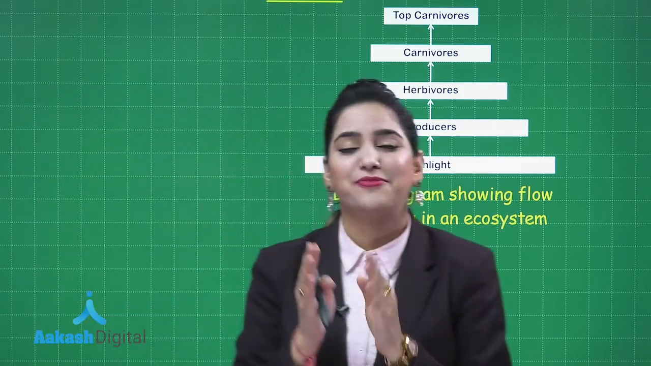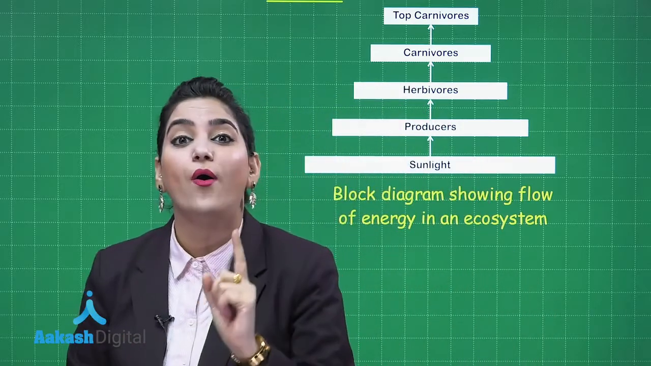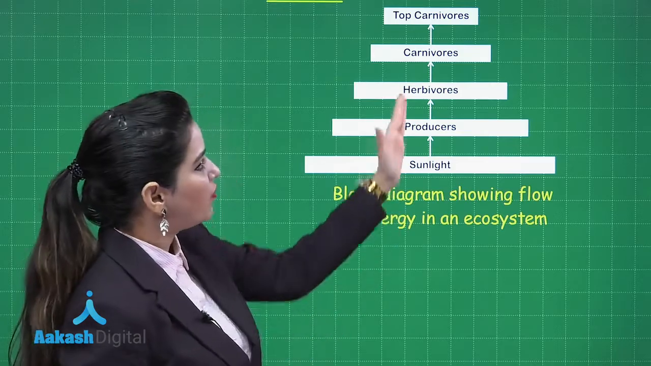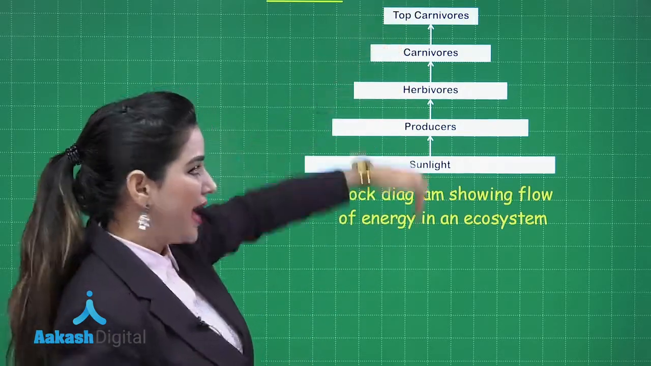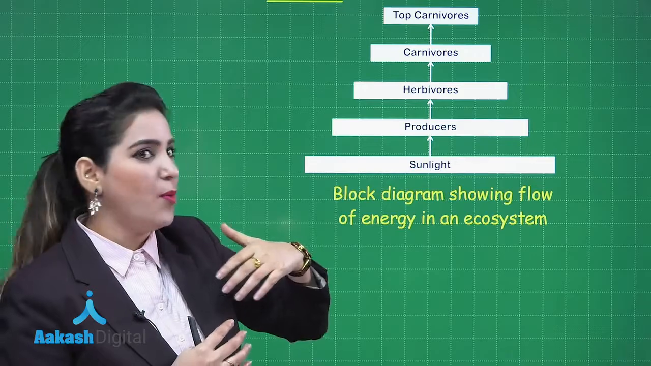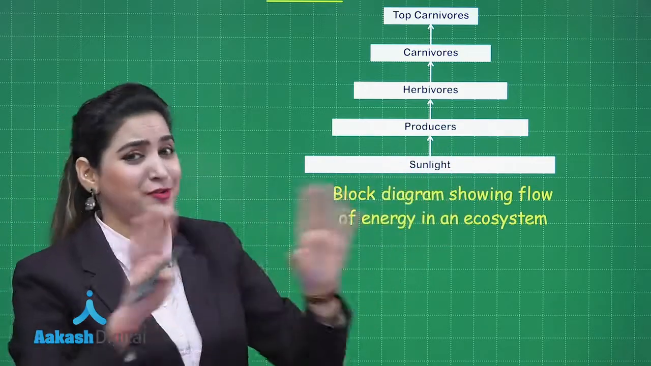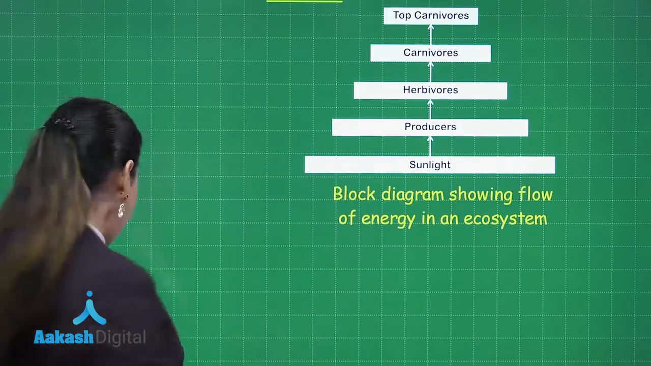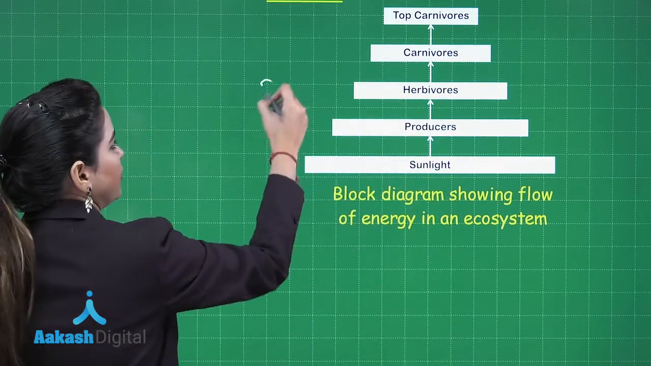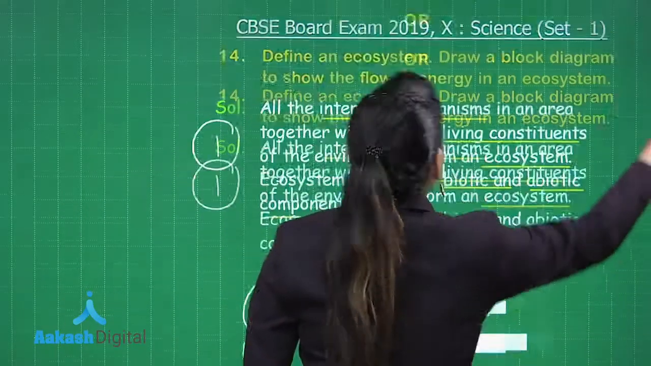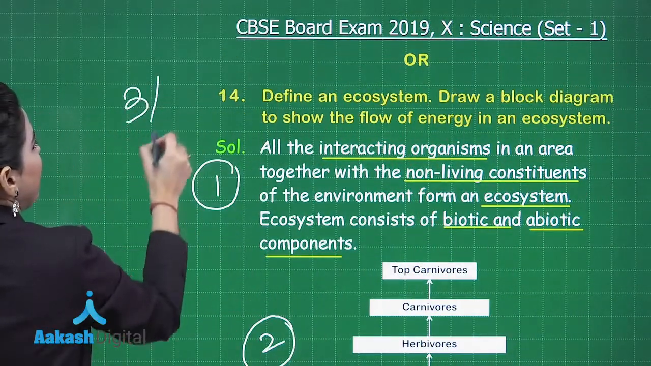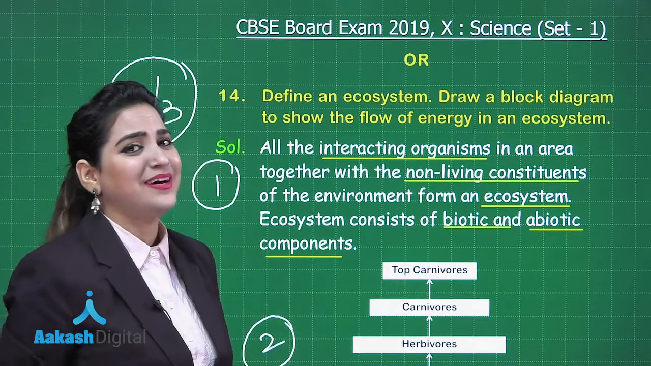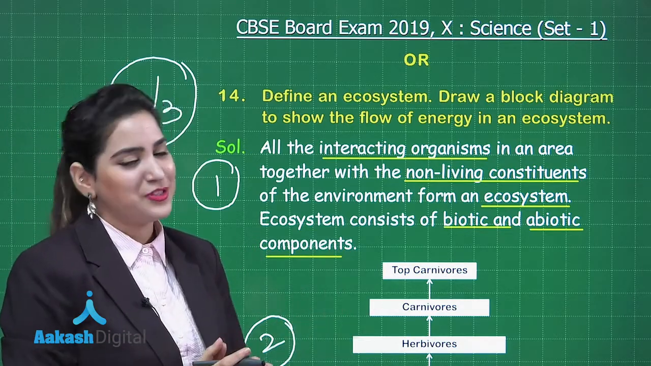Please remember that the flow of energy in an ecosystem is always unidirectional. This means that energy will always go in this direction. Energy cannot go back and forth, right? It will not go back to the sun and then come back to producers. That's not going to happen. So it is always unidirectional, and this is the right diagram to show it. And as I said, this is going to give you 2 marks. So in totality, you are going to have 3 out of 3 marks. So that was question number 14 coming from the chapter Our Environment. Let us move further to our next question.